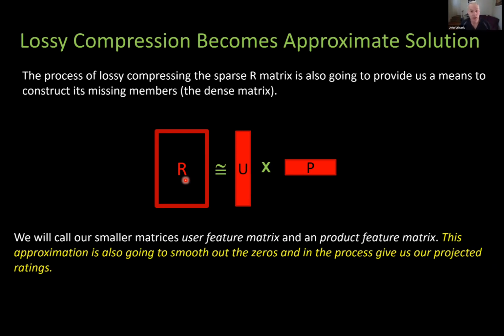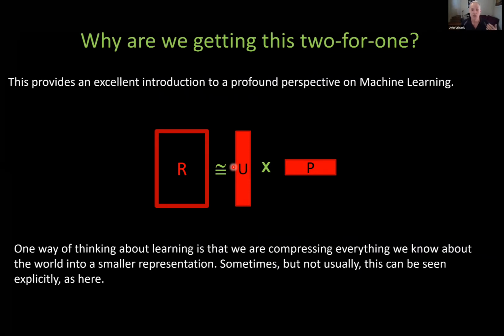But amazingly, we're going to find out that those smeared out zeros start to give us valid projections for the movies that the user hasn't seen. And we'll look at some of the magic behind that, but that should be startling, I think, to most of you, that this lossy compression scheme that we're forced into just by the size of the matrix is going to also give us the results that we're looking for.